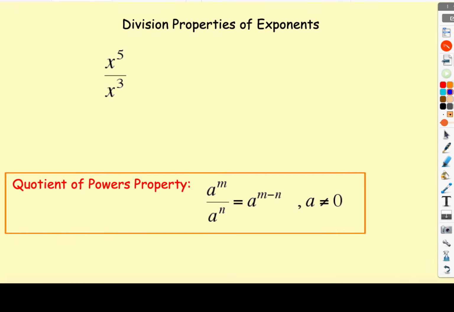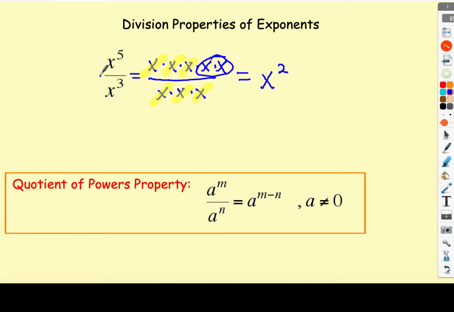Well, similarly, we've got some division properties. And the idea is this: if we're dividing, now we're trying to simplify. We've got x to the 5th, which is x times x times x times x times x, all over x times x times x. If we simplify that a little bit, anything multiplied on the top that's also multiplied on the bottom, we can sort of get rid of. So I'm going to get rid of 3 x's, both top and bottom, basically leaving me with 2 x's on the top, or basically x squared.